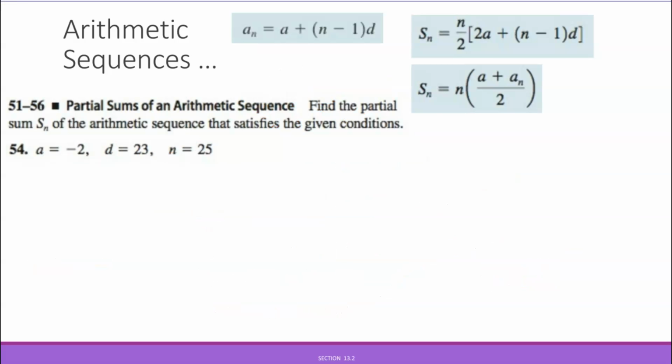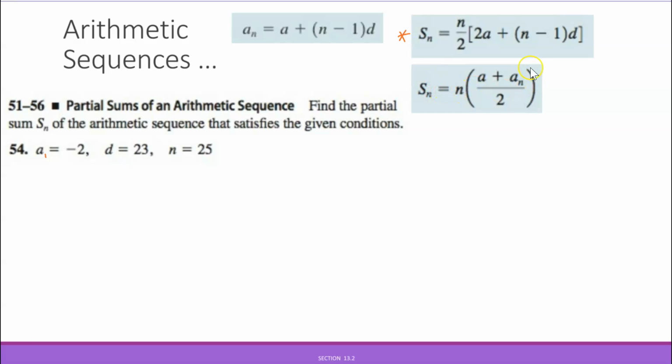Find the partial sum of the arithmetic sequence that satisfies the given conditions. Okay, so let's look at a partial sum. Here they don't specifically say, but A is the same as A1. What do we know? We know the first term, we know the difference, and we know n. So this is the formula that we want to use.